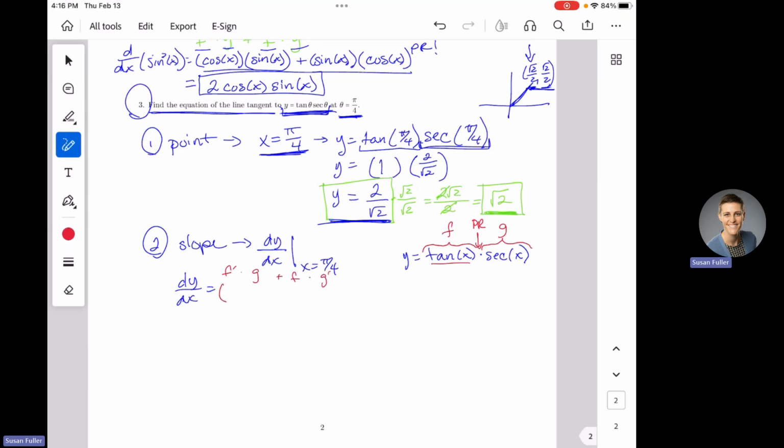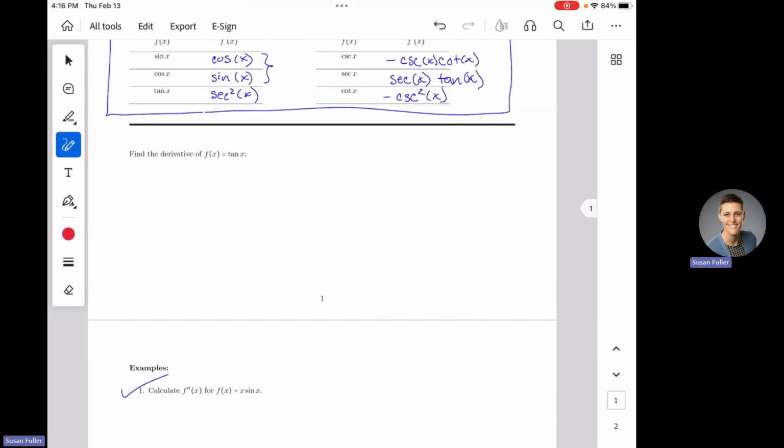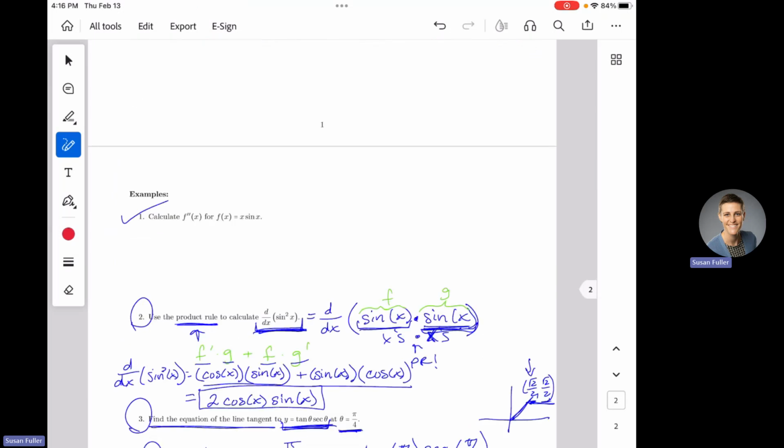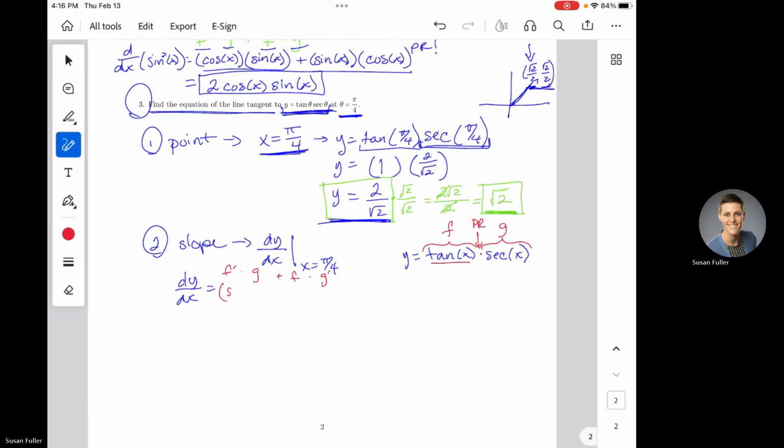F prime, the derivative of tangent. You have to come back up to your handy dandy table. The derivative of tangent is secant squared. Okay, so that's my f prime, secant squared of x. G, my second function as is, which is just the secant of x, plus f, my first function as is, that's tangent of x, times g prime, the derivative of secant. If you need to head back up to your table, you can do that. This is going to be the secant of x times the tangent of x.